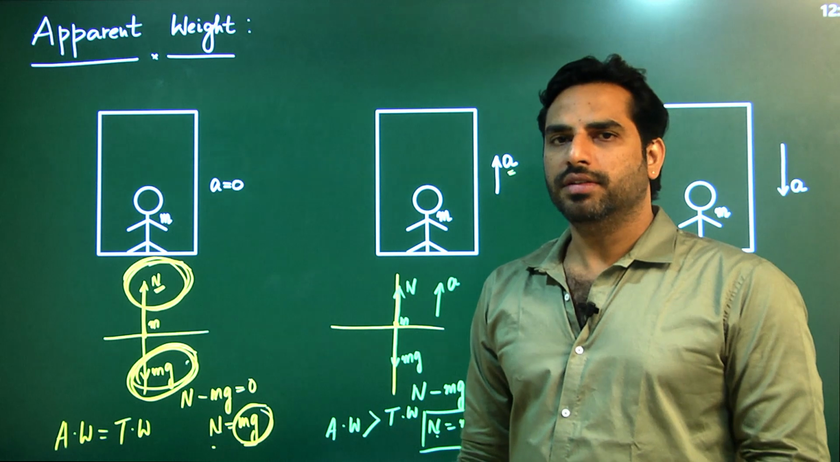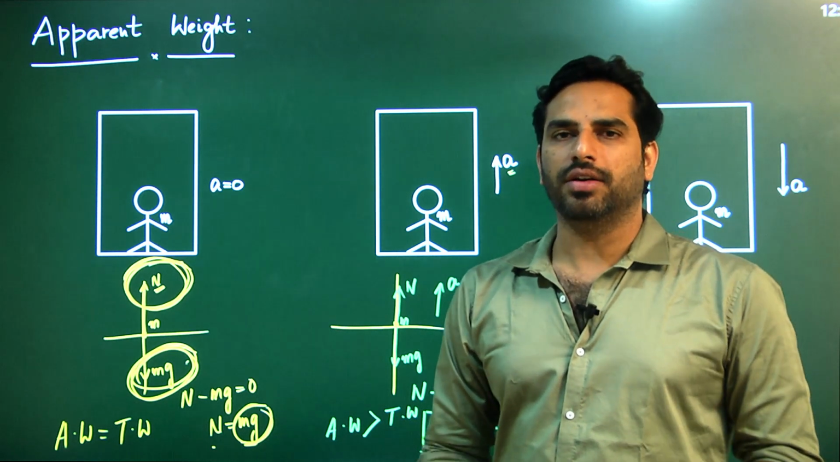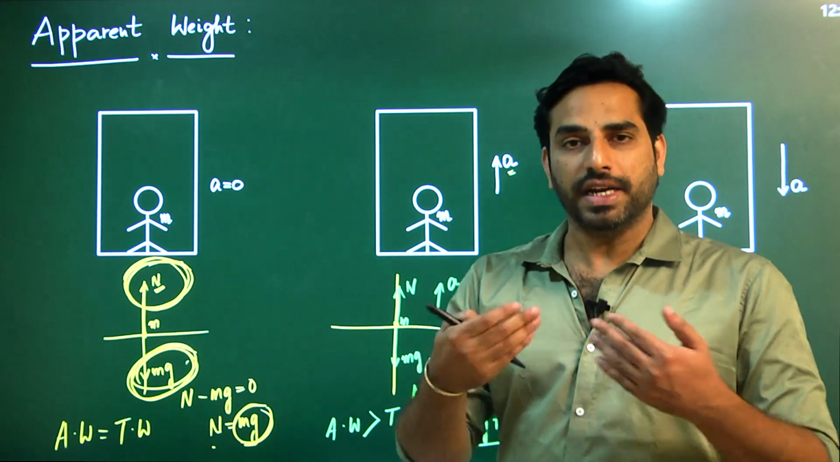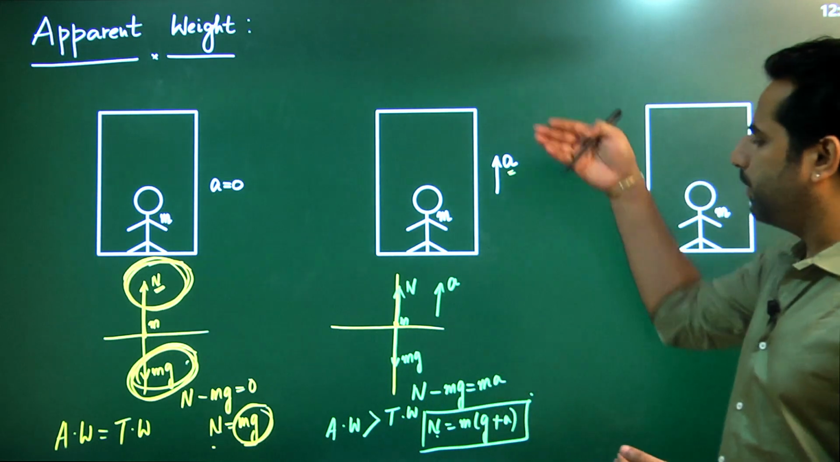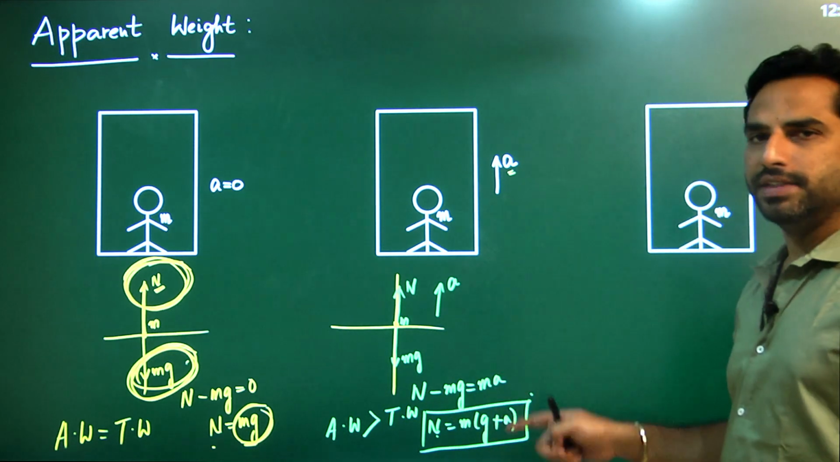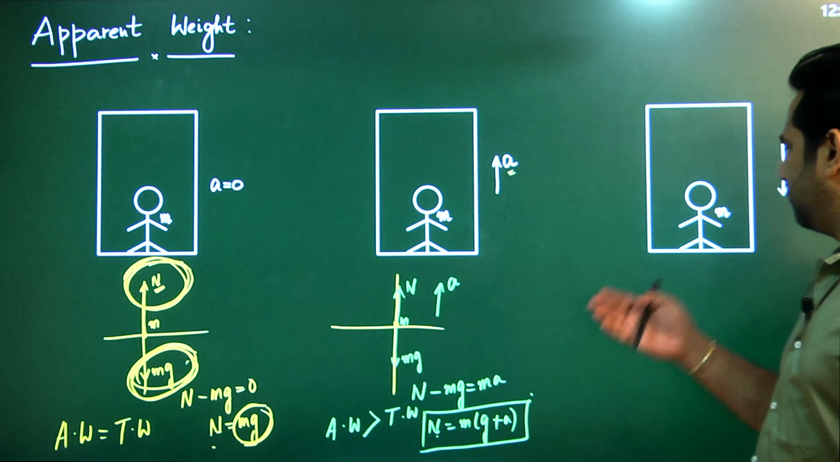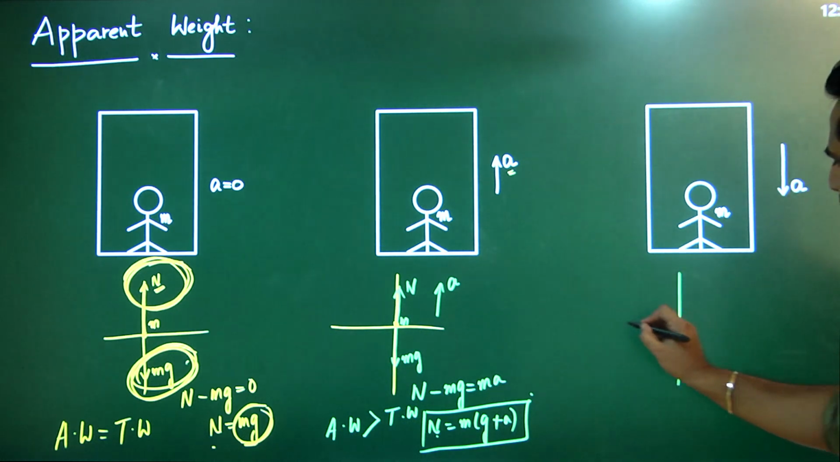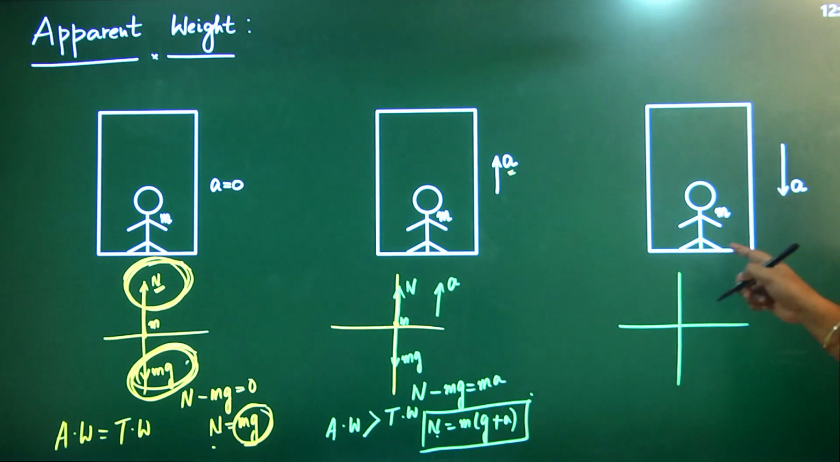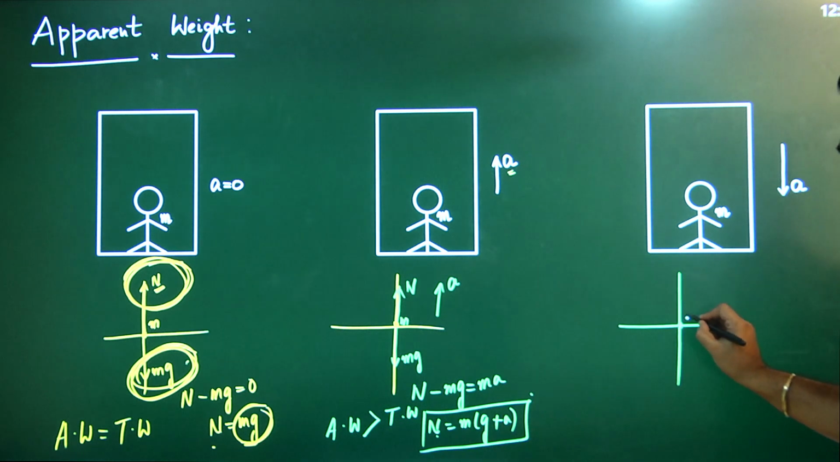True weight is mg. Apparently, the reading that you check on the weighing machine placed inside an elevator which is going up with an acceleration a is m into (g plus a), more than the true weight. Now let us also look at the same concept here. In this case, the elevator is coming down with an acceleration a.